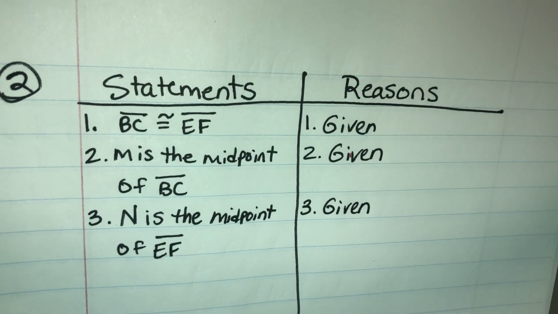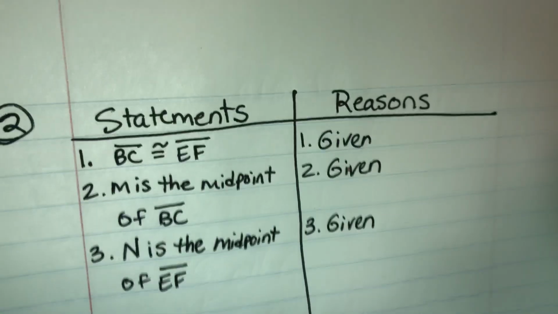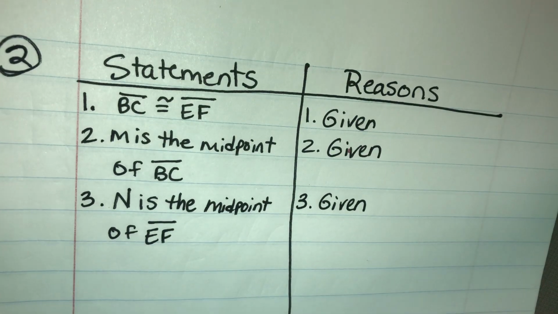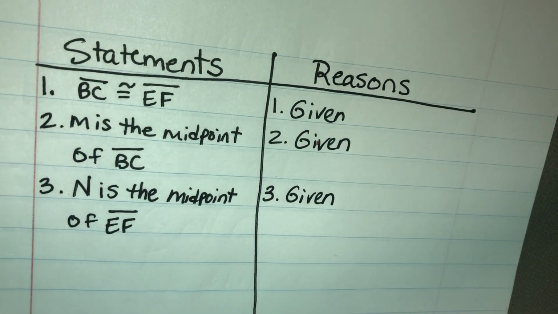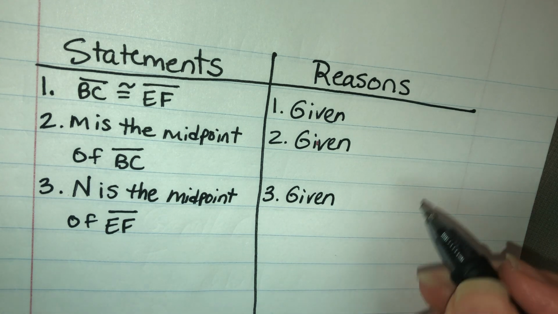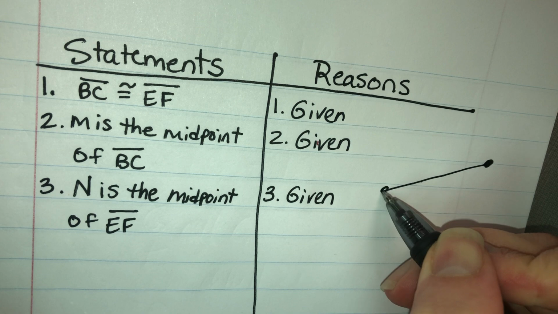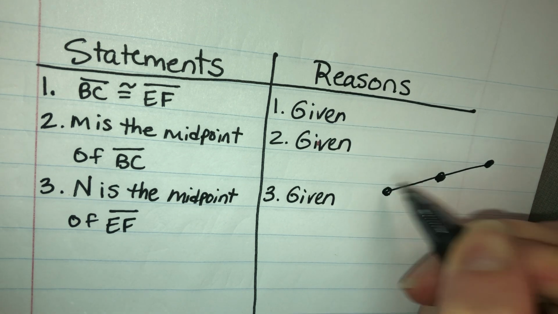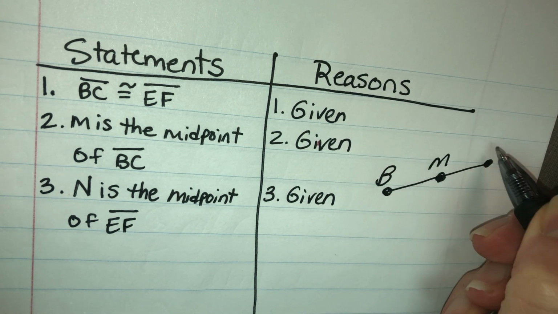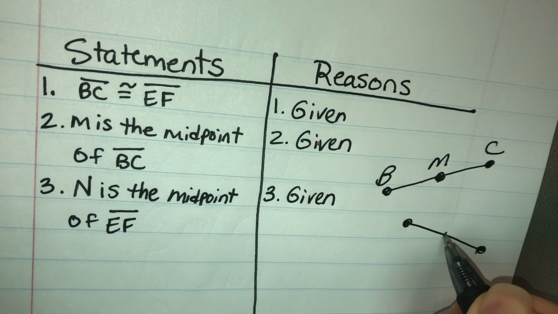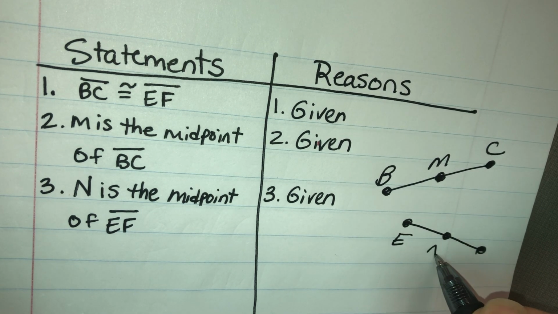It's usually a good idea to go ahead and draw the picture that you're working with nearby your proof so that you can refer to it as you are working. So I'm going to go ahead and sketch the picture. I have BMC and I have ENF.